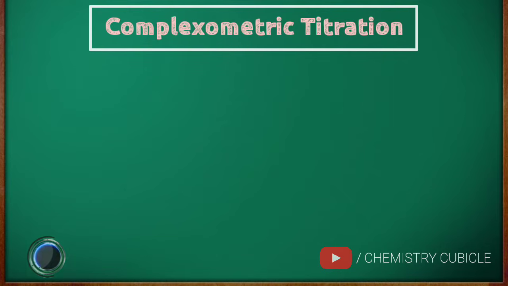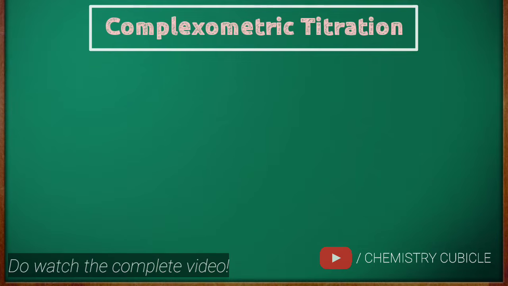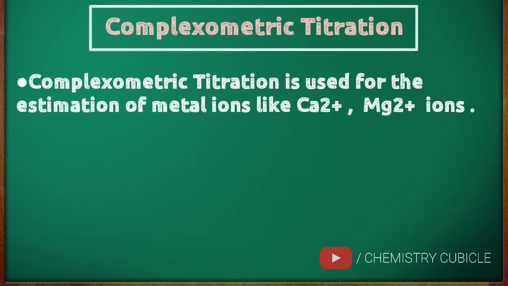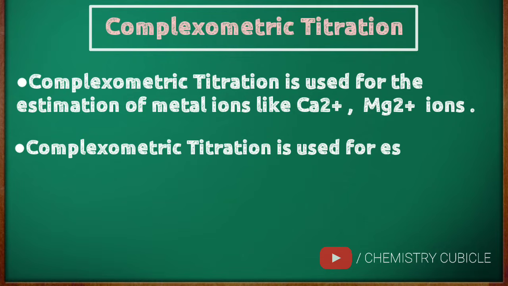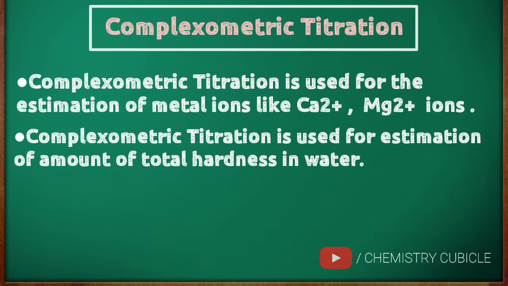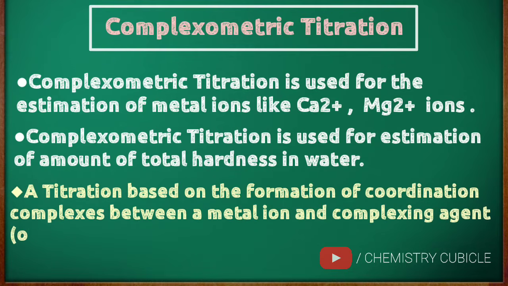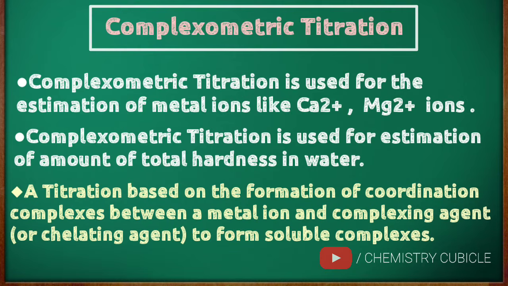In this video, I'm going to tell you what is complexometric titration and the types of indicators that we should use in such types of titrations. Basically, complexometric titration is used for the estimation of metal ions like calcium, magnesium, etc. And it is also used for the determination of hardness of water. It is based on the formation of a coordination complex. That's why it is known as complexometric titration.